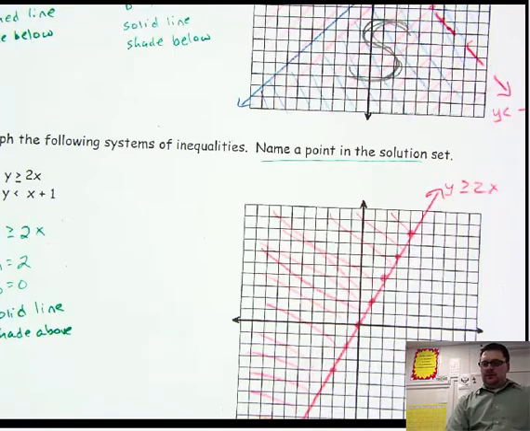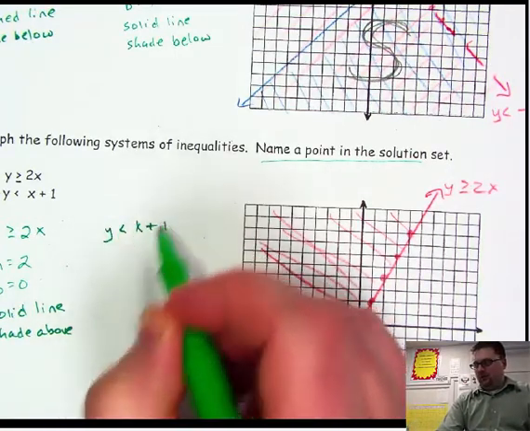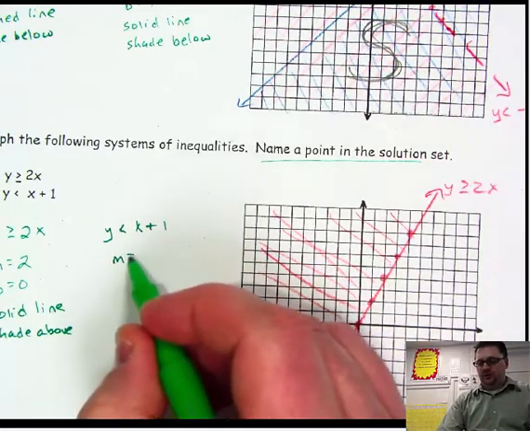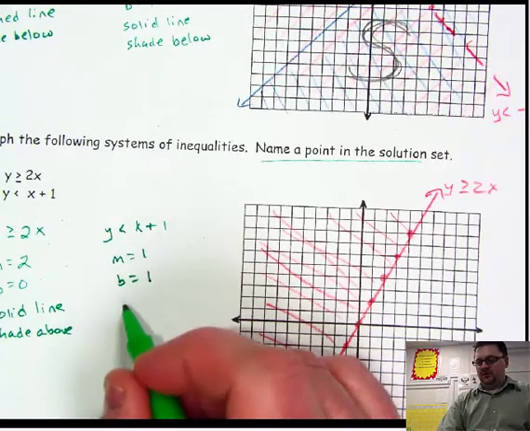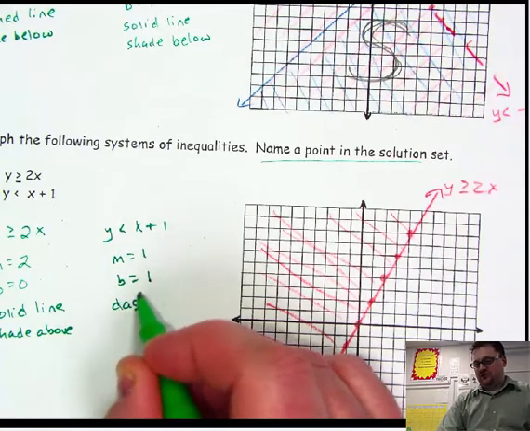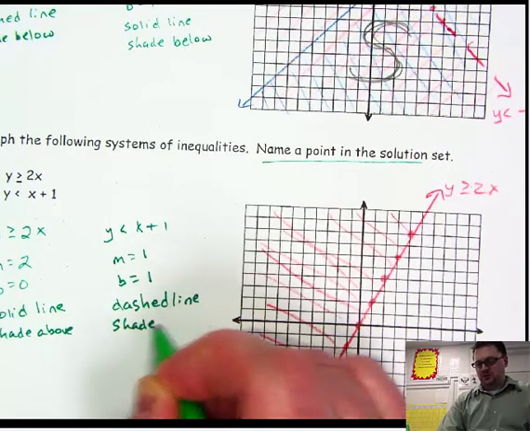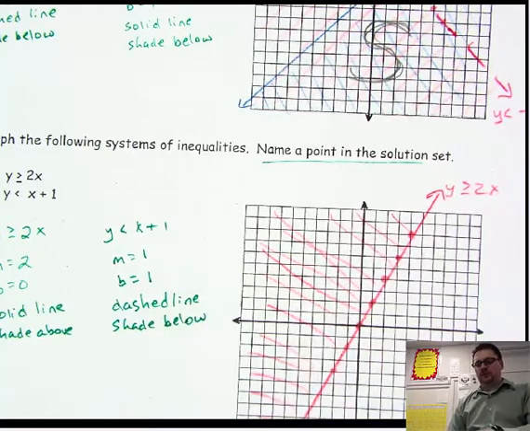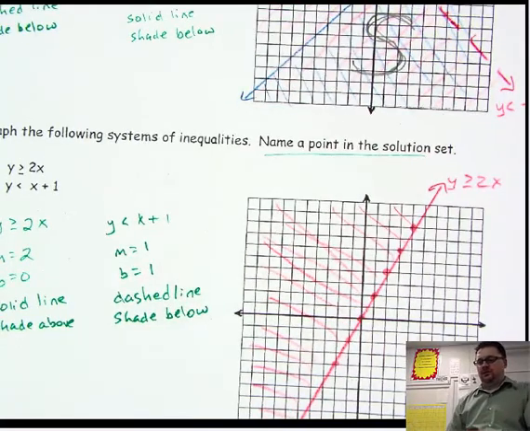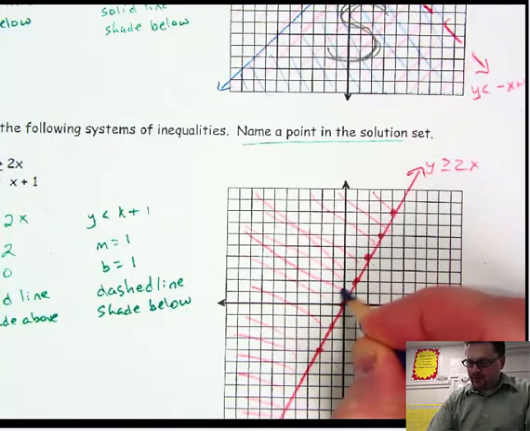Okay. My other inequality was y is less than x plus 1. My slope is 1. My y-intercept is 1. That does not have the equal sign, so it's going to be a dashed line. And I'm going to shade below since it's less than. Okay, so let's get this on the graph. My y-intercept is 1. My slope is 1. So up 1 and right 1.